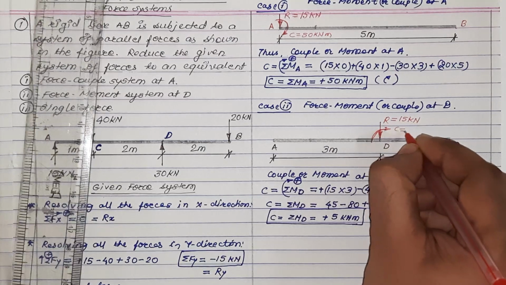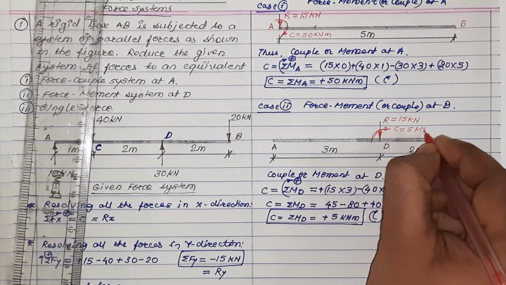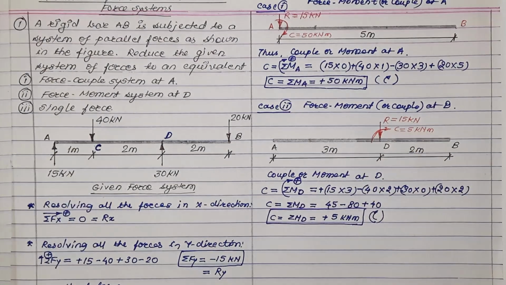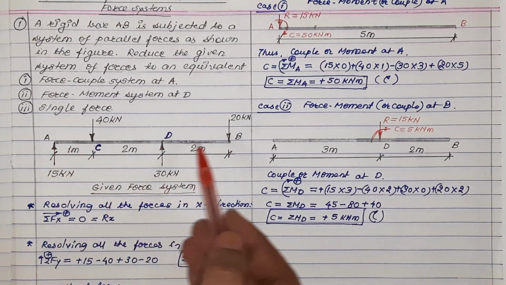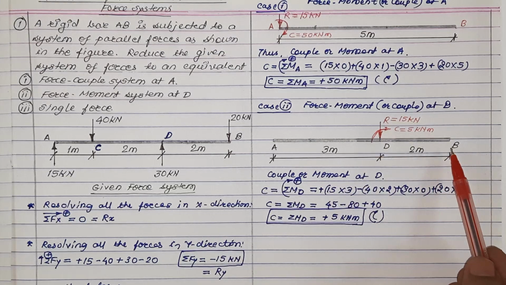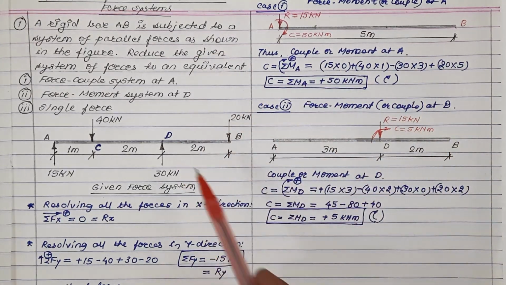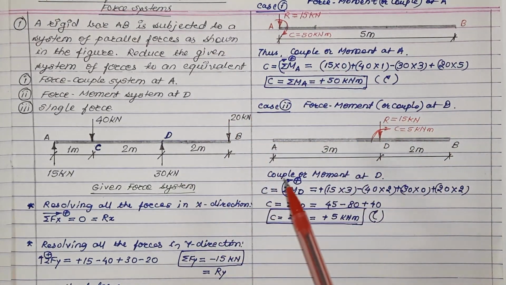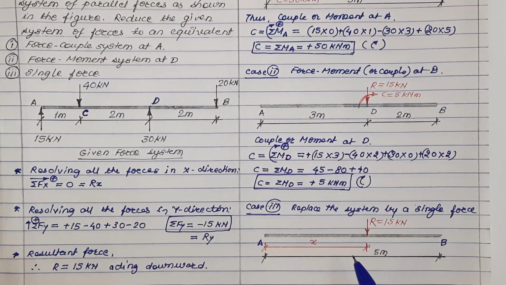Clockwise, C equal to 5 kilonewton meter. That means this force system and this third force system, all three are equivalent to each other. Okay. This is a diagram for our third case.